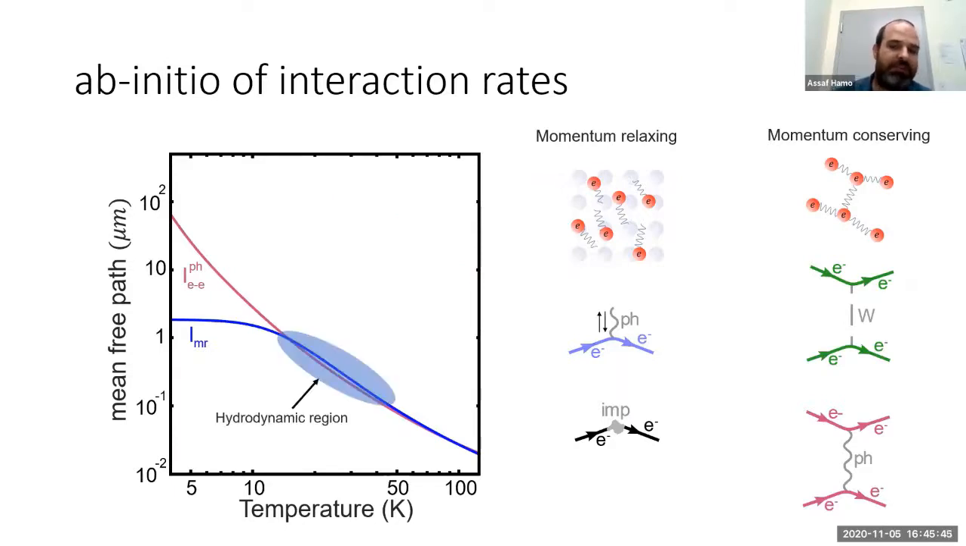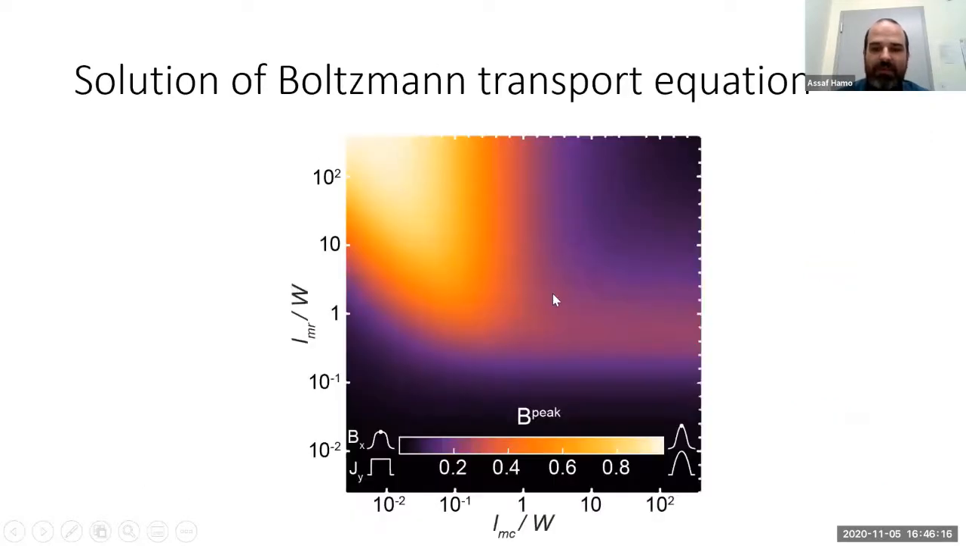So what you see here is that there is a region where the interaction between electrons is more rapid than the interaction with the lattice, and it seems to be in the same range of temperatures where we have the hydrodynamic effects. But as I was saying before, we can do more. We can calculate what the current profiles inside a channel will be for different momentum relaxing and momentum conserving mean free paths. And this is what you see here.